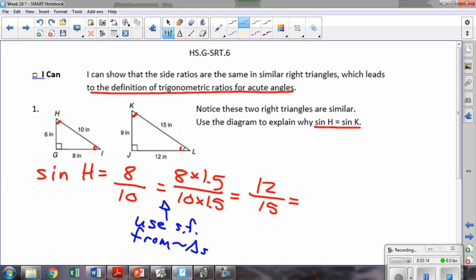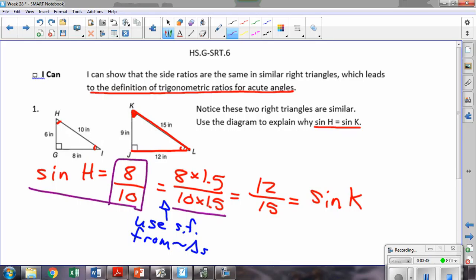At this particular point, we are going to make an observation. 12 over 15, that is the sine of angle K. This is a mathematical explanation for the proof. Not written up in sentence format, but written up in mathematical terminology. It's telling us our sine, we can rescale it. We can take the sine of an angle, and when we rescale it using the scale factor, we get something that's equivalent.